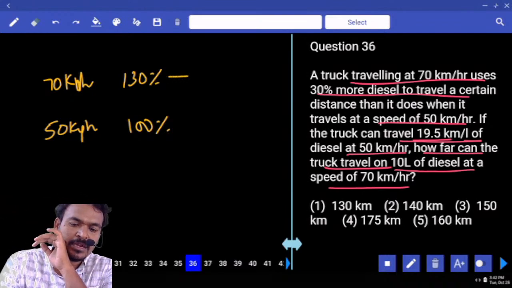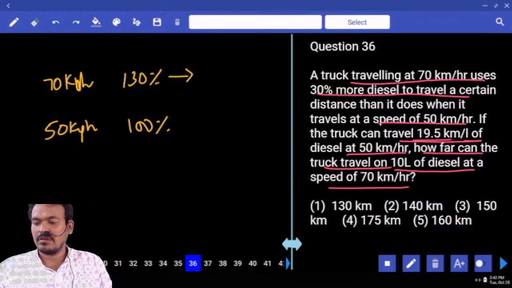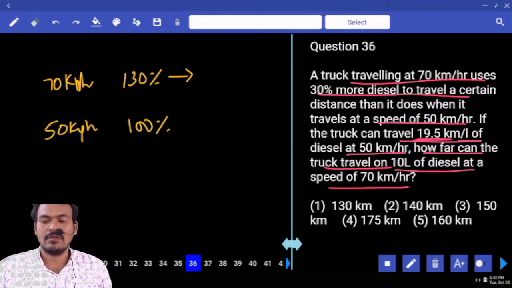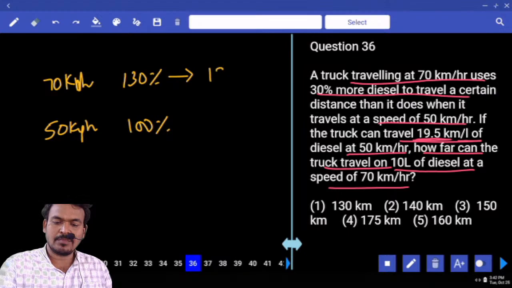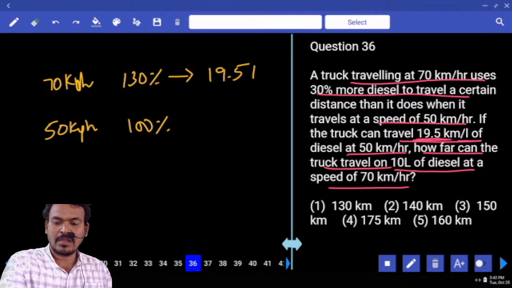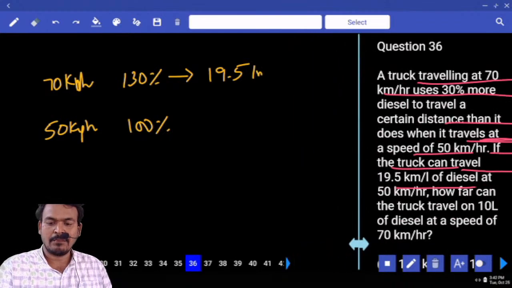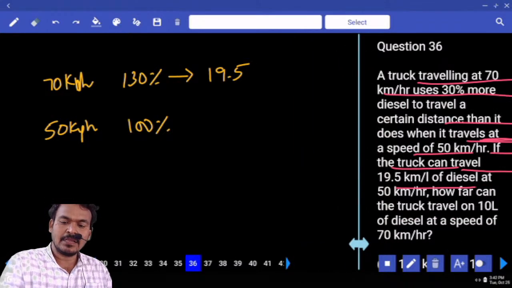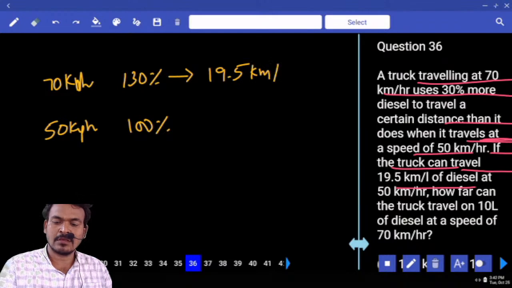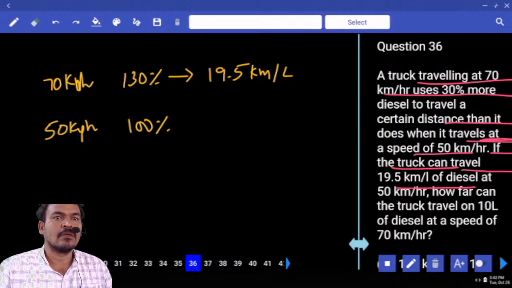In place of 130%, how many kilometers are given? 19.5 km per liter or number of liters? Per liter. The 130% value is how much? 19.5 km per liter or number of liters? Per liter. 19.5 kilometers per liter. Okay.